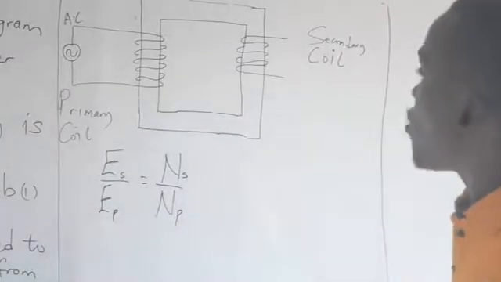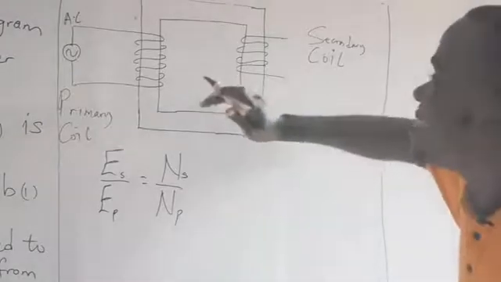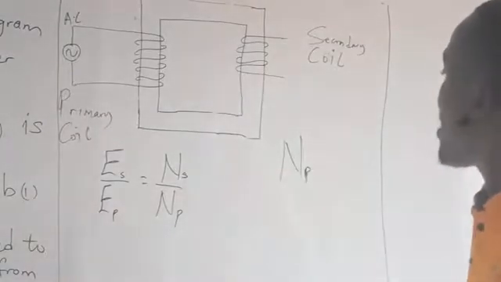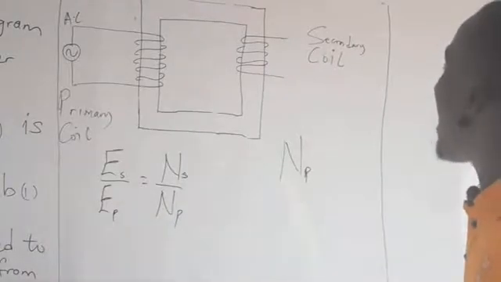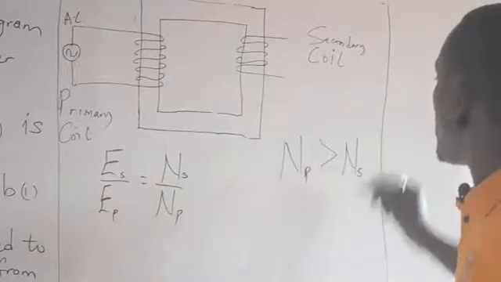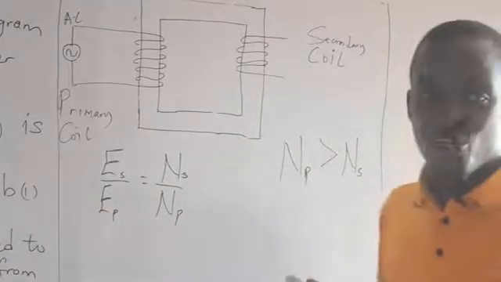So from here, we should be able to state that in the step-down transformer, the number of turns in the primary coil is greater than the number of turns in the what? In the secondary coil, which makes this a step-down transformer.